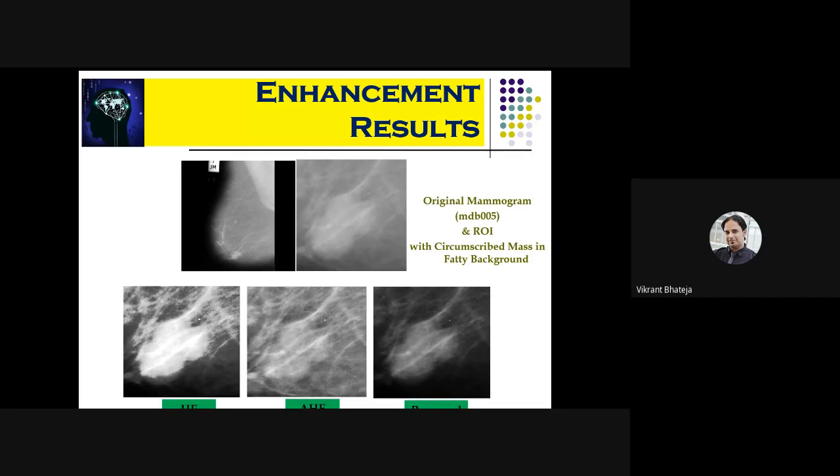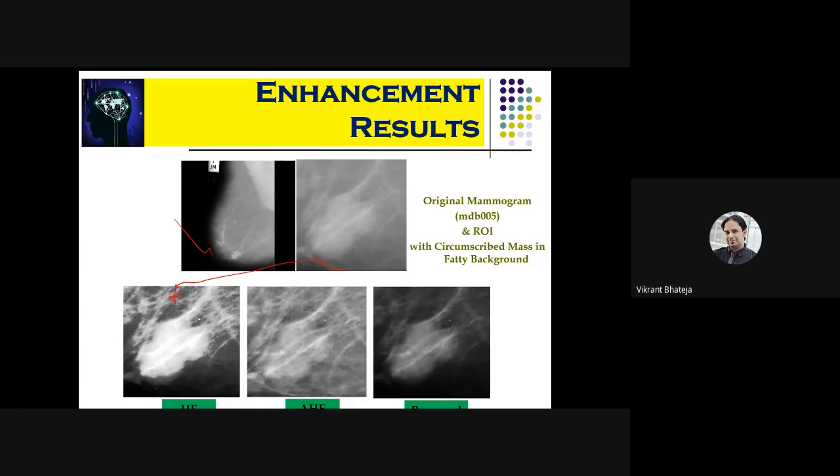So if you see over here, this is the original mammogram. This is our region of interest. Now on this region of interest, if you apply histogram equalization, you get this kind of image. You see over brightening over here, over enhancement over here.